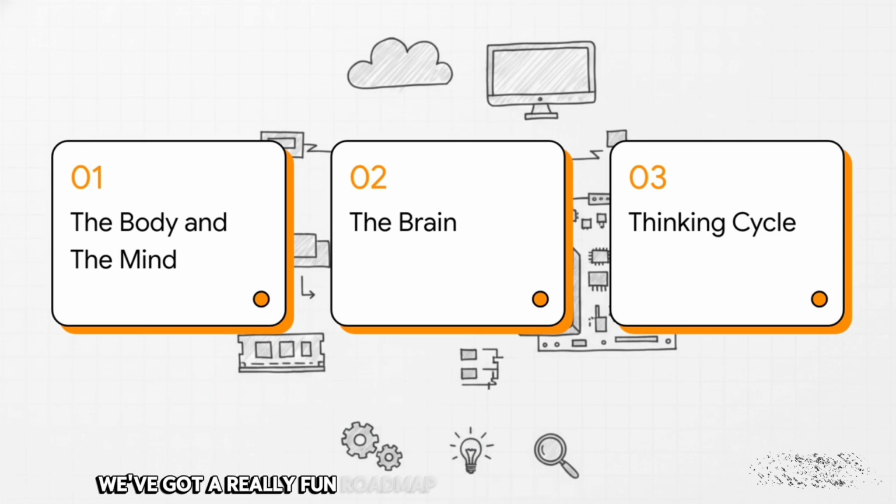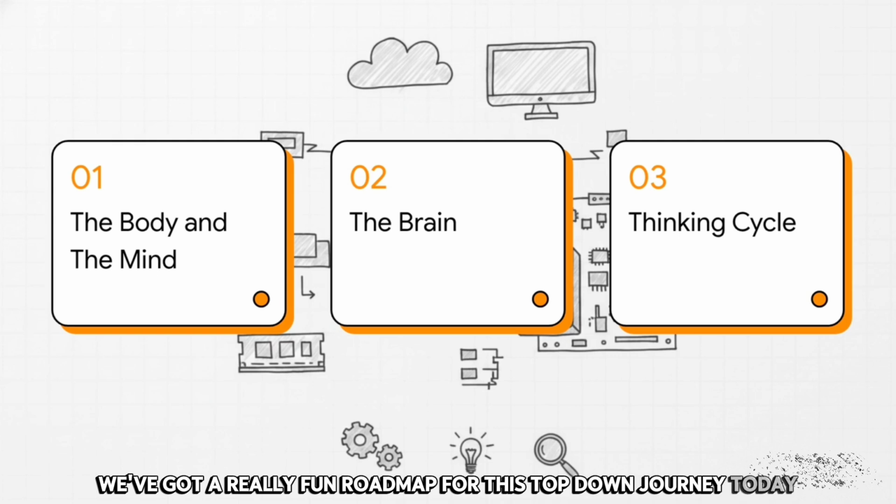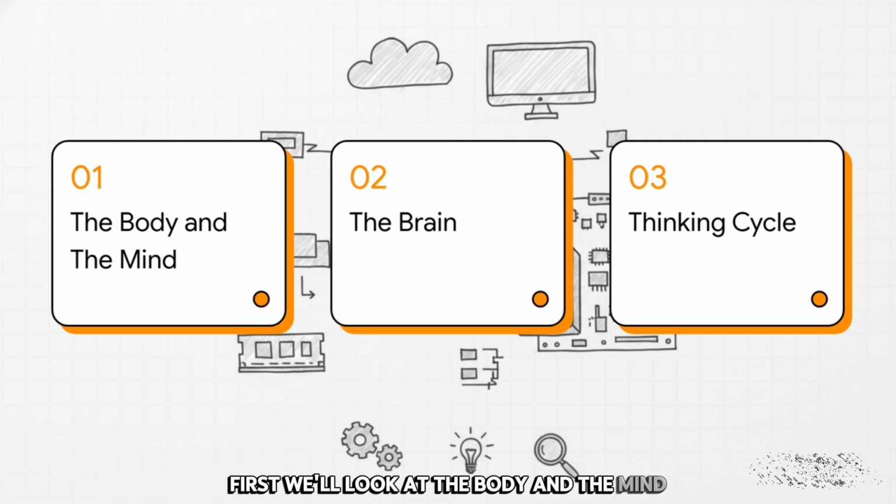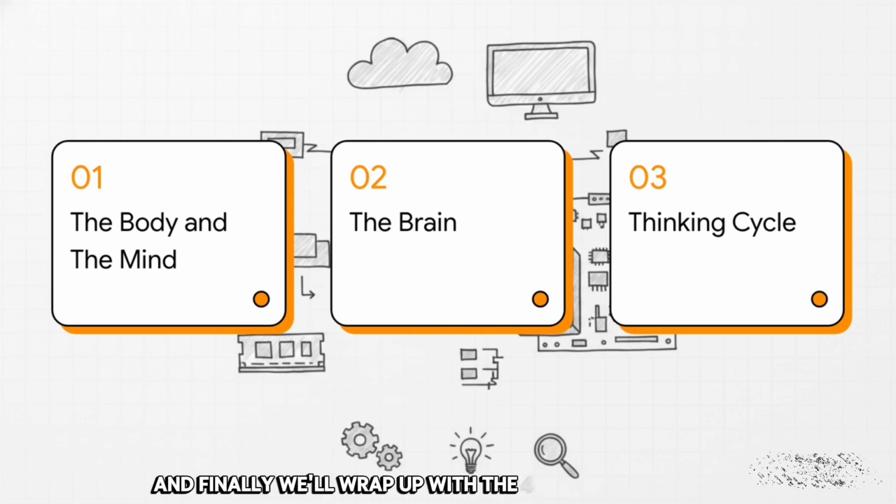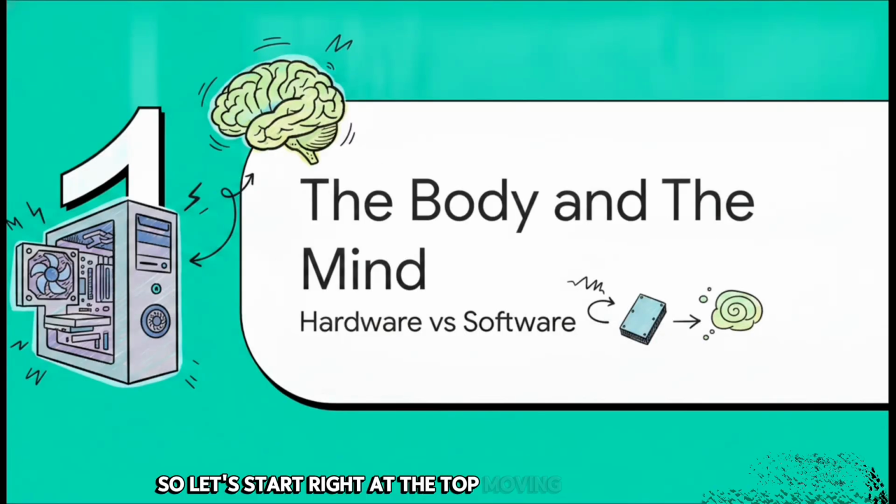We've got a really fun roadmap for this top-down journey today. First, we'll look at the body and the mind. Then we'll check out the brain of your computer, and finally, we'll wrap up with the four-step thinking cycle. So let's start right at the top. Moving right into part one, the body and the mind.